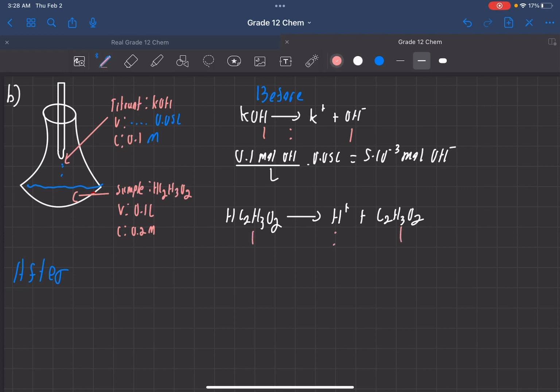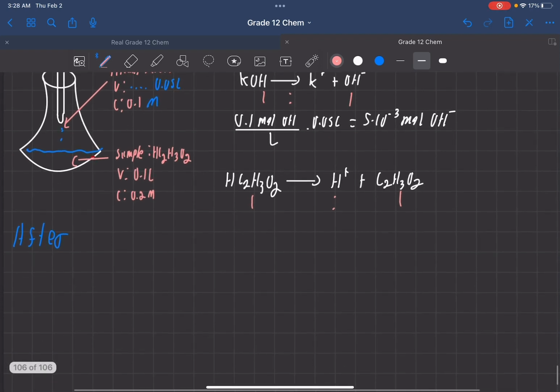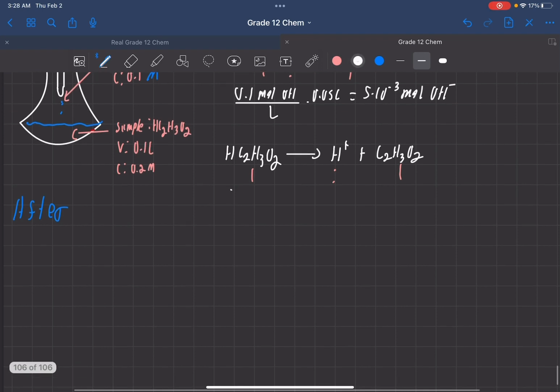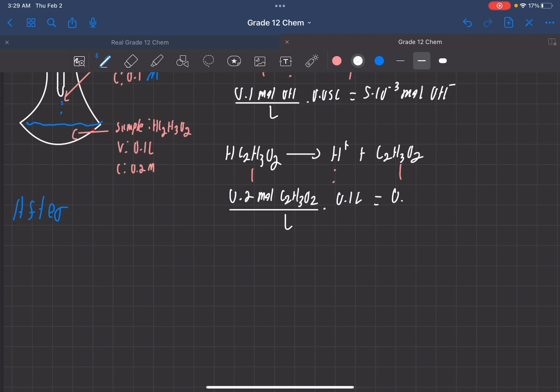Remember, it's going to act like a strong acid for the moment being. Okay, so the 1-to-1 ratio, we're going to have 0.2 mole of our ethanoate ion per liter times 0.1 liters in this sample. You multiply those two numbers together, and you should get 0.02 moles of our hydronium.